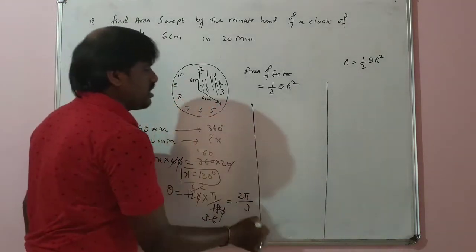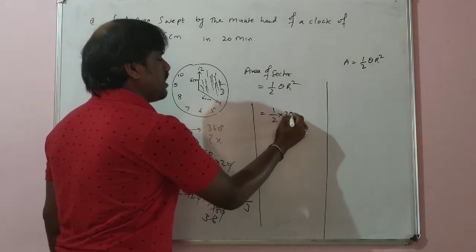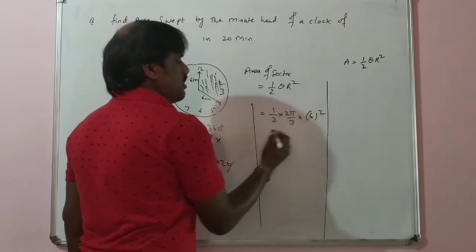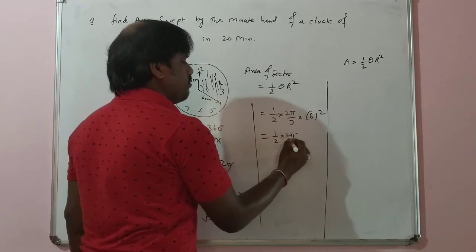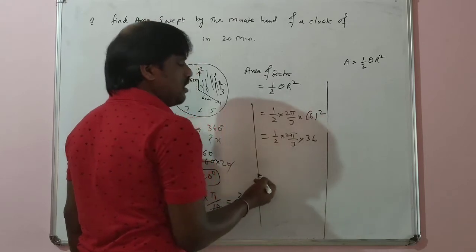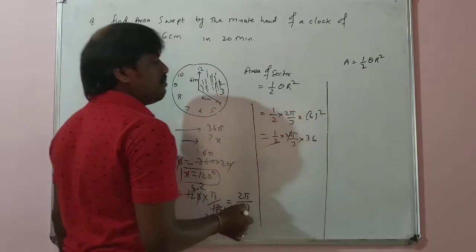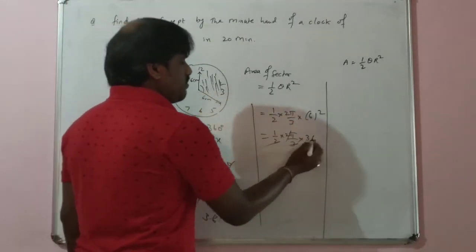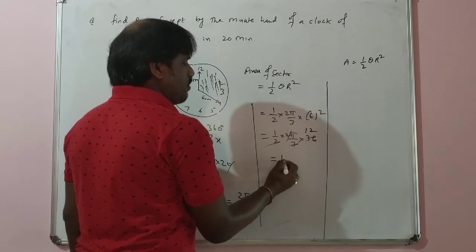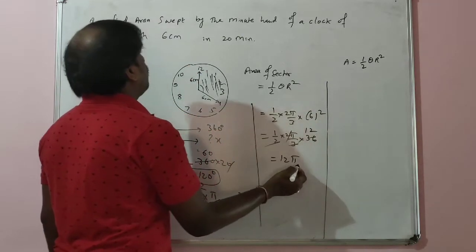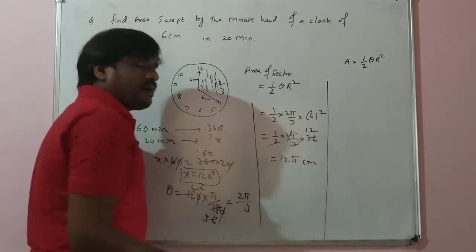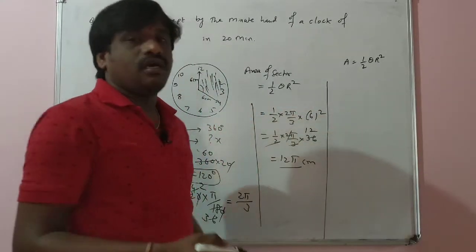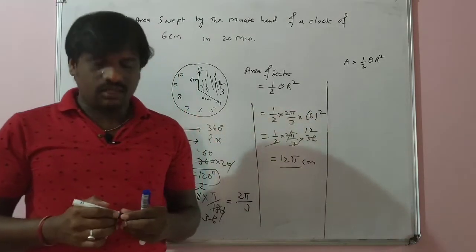Area you have to find. Area is equal to how much? Half into 2 pi by 3 into r squared, where r is the radius 6. That is 1 by 2 into 2 pi by 3 into 6 square, which is 36. Hope you understand. This 2 and this 2 will be cancelled out, and then 3 12s are 36 cancels. 12 pi is the answer. 12 pi centimeters squared is the answer. For pi we can use 3.14, or you can say 12 pi is your answer, or 12 into 3.14. This is the way to deal with these problems.